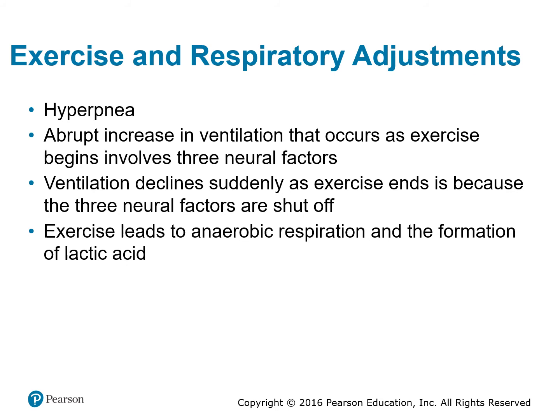And ventilation can increase 10 to 20-fold depending on the metabolic demand. So during exercise, ventilation will increase abruptly, increase gradually, and then finally reach a steady state. And when exercise stops, there's a small, abrupt decline in ventilation followed by a gradual decrease. And surprisingly, the partial pressure of carbon dioxide, the partial pressure of oxygen, as well as the pH remain constant during exercise. So any abrupt increase in ventilation that occurs as exercise begins involves 3 neural factors.